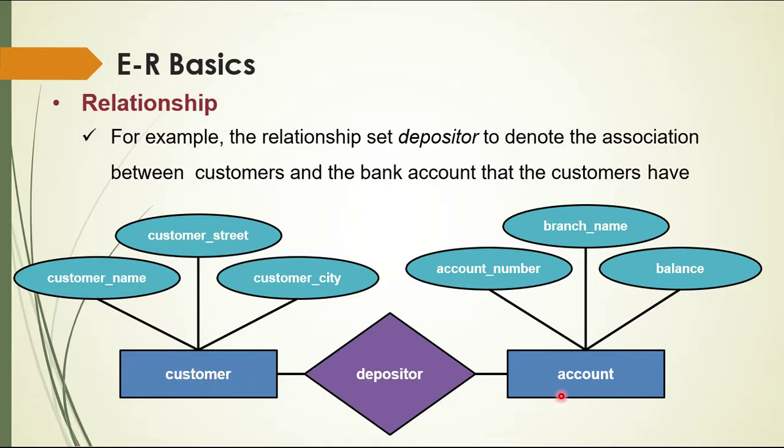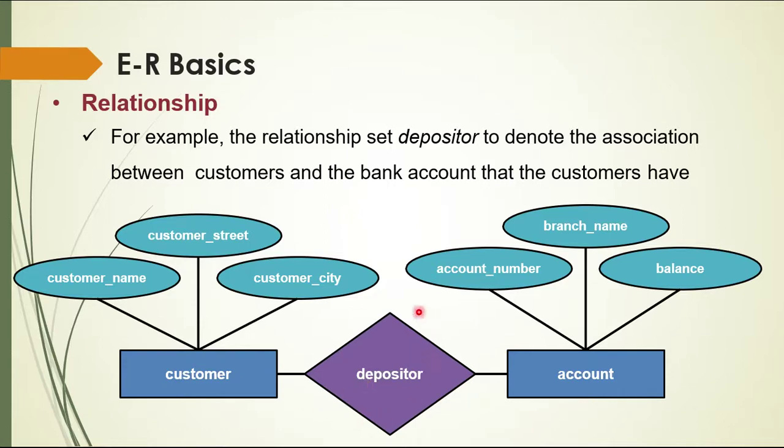Now every entity has a relationship. Okay, so we can use a logical name between two entities. So customer deposits money in the account. Okay, so we use depositor as a relationship. You can take a name according to your perspective. Okay, but the name should be logical. Clear?